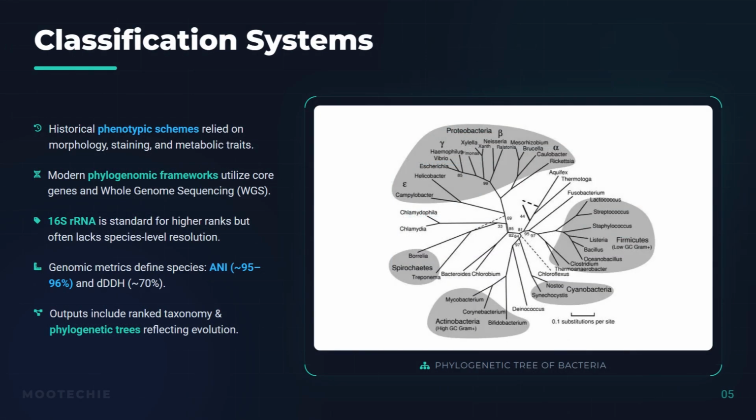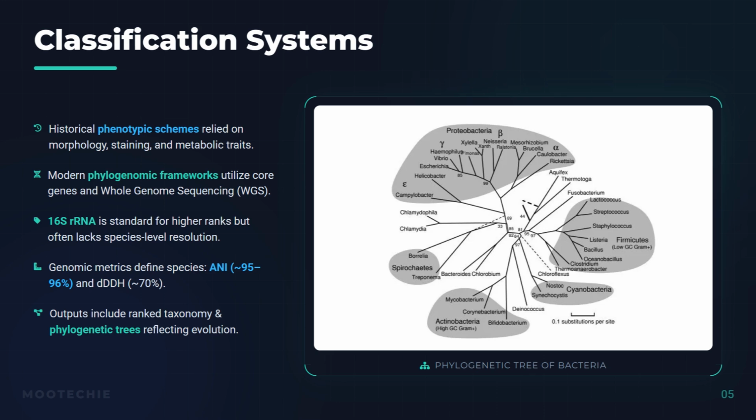Classification systems. Let's look at how we've classified bacteria over time and how modern methods have revolutionized the field. Historically, phenotypic schemes relied on morphology, staining, and metabolic traits. Scientists used what they could see under a microscope and how the bacteria grew on different foods. Now, modern phylogenomic frameworks utilize core genes and whole genome sequencing, or WGS. We've moved to reading the organism's entire DNA blueprint to find the most accurate evolutionary relationships.